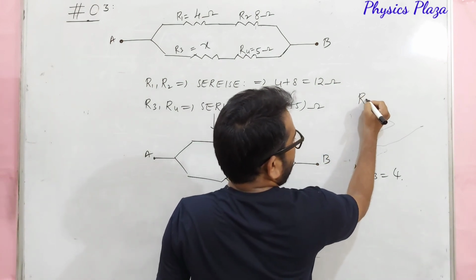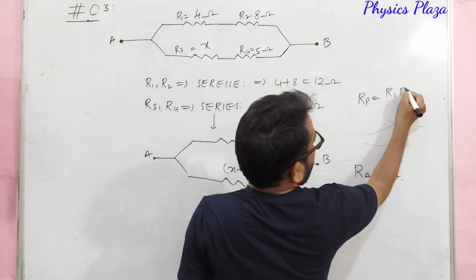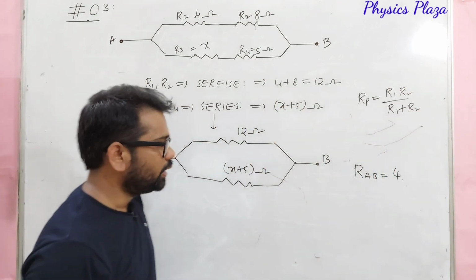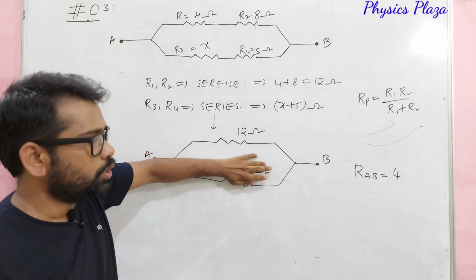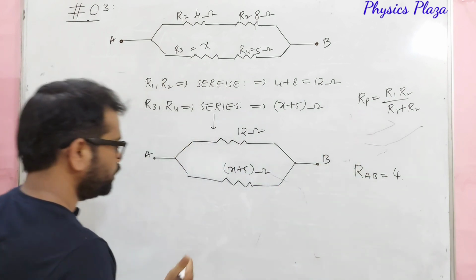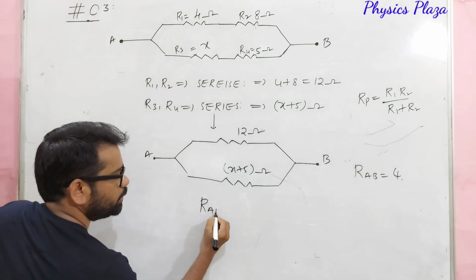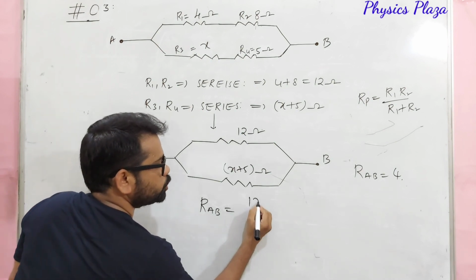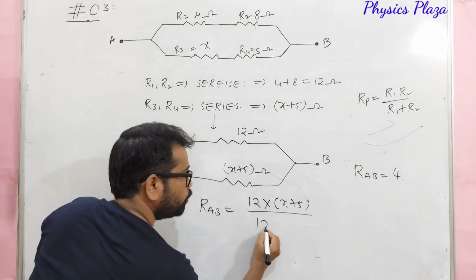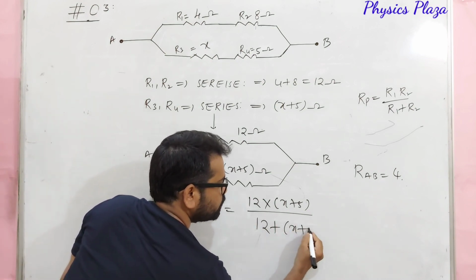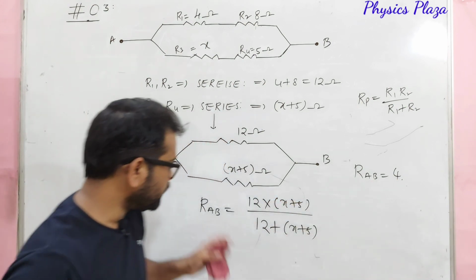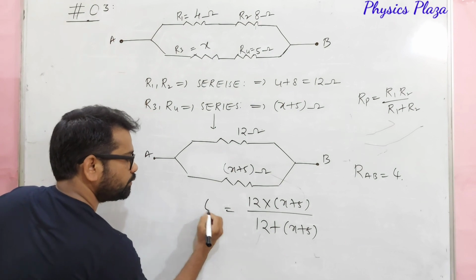What is that here? Rp is equal to R1 R2 by R1 plus R2. Now let us assume it has a R1, it has a R2. So Rp will be what, dear children? Rab is Rp. So you can write like this: Rab is equal to 12 into x plus 5 by 12 plus x plus 5. But this Rab value is got how much? 4 is given. So let us substitute here 4.